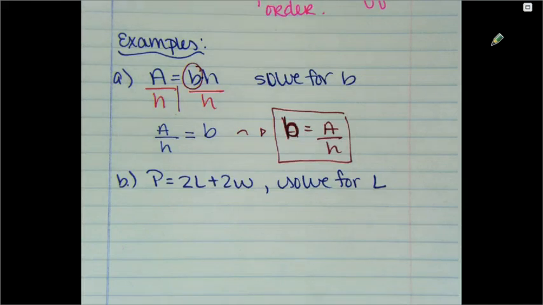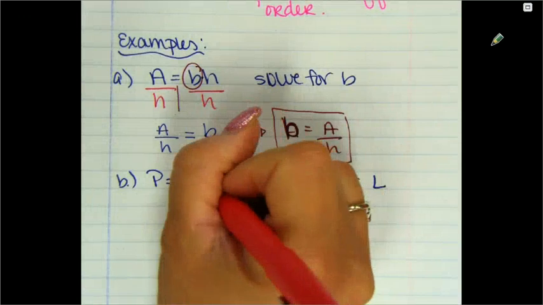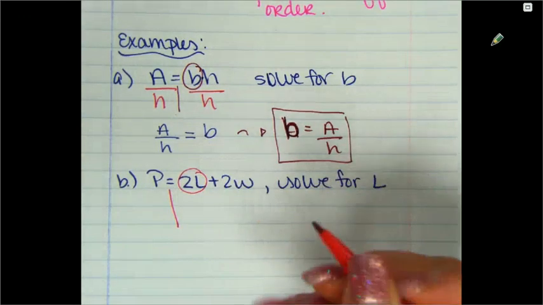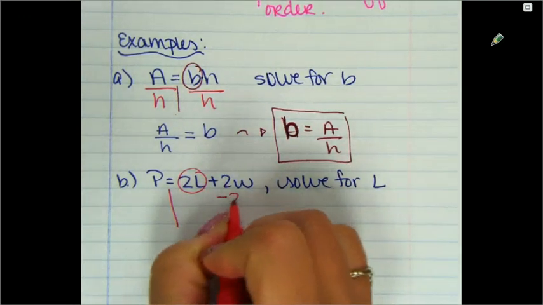All right, what'd you circle? The L. Can I circle the 2W with it for now? I can. All right, so if I circle this, what am I going to move away first? 2W. How am I going to move it: add, subtract, multiply, or divide? Very good.